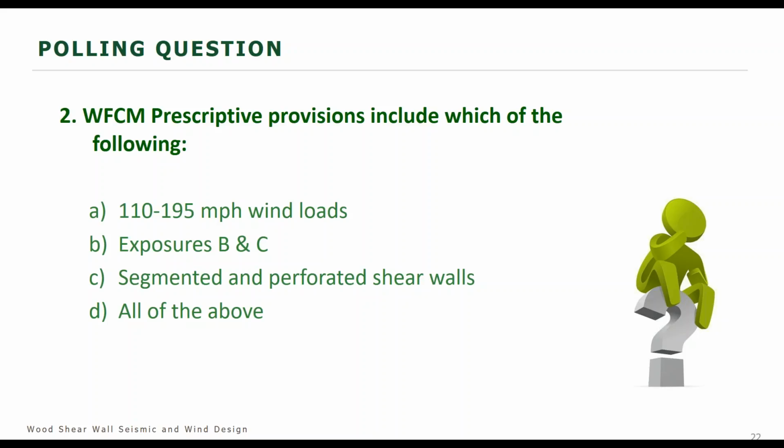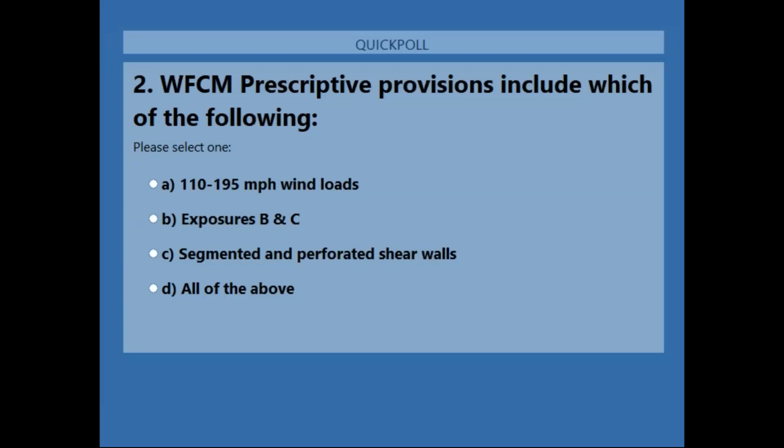So here's our second poll. Yes, indeed. So we've got WFCM prescriptive provisions include which of the following? 110 to 195 mile per hour wind loads, exposures B and C, segmented and perforated shear walls, or all of the above. And I've got about 50% have voted. So let's get a few more people in there to vote, and just a few more seconds.